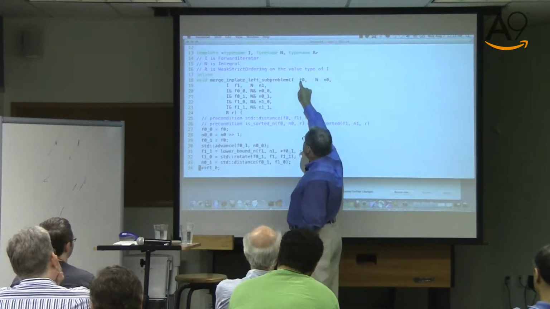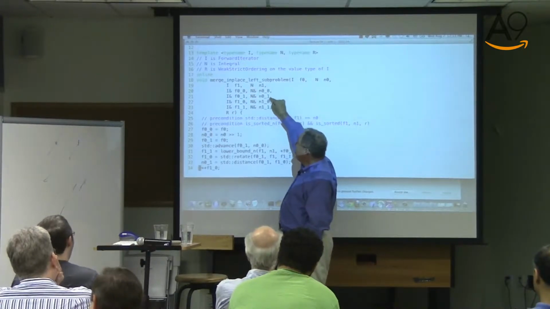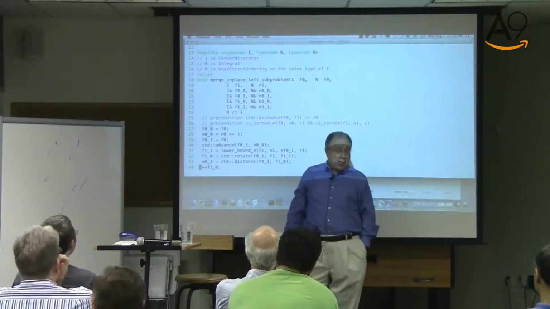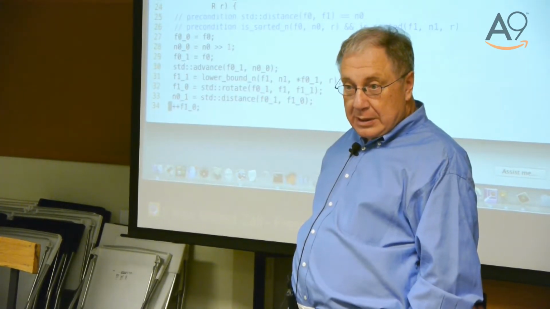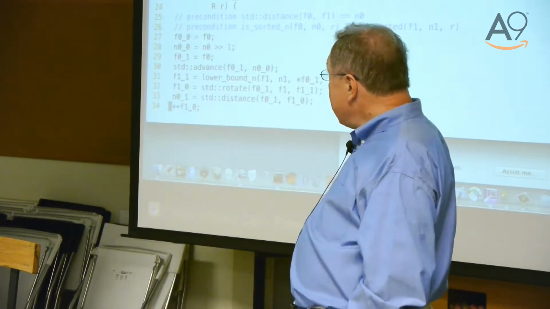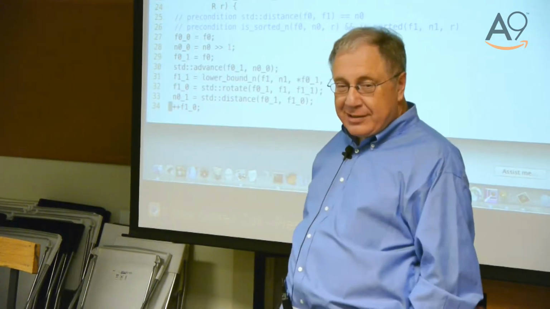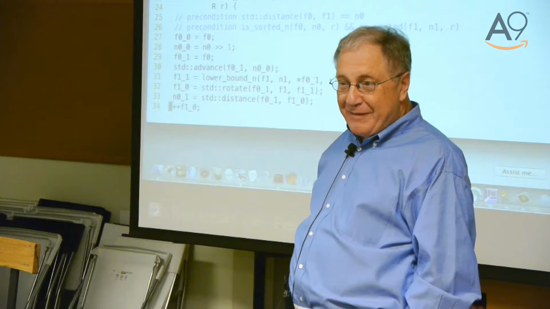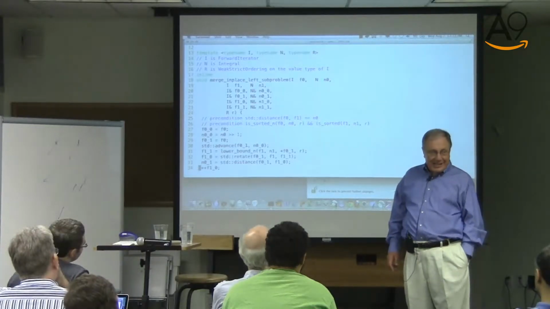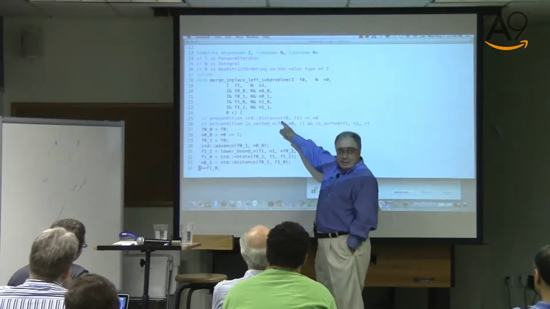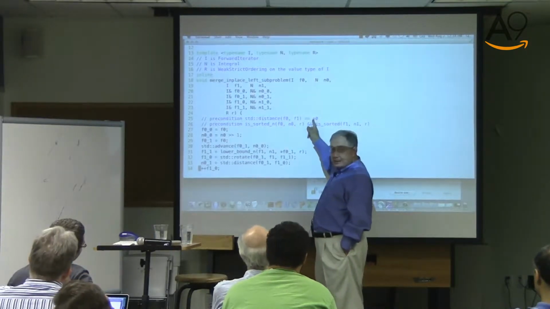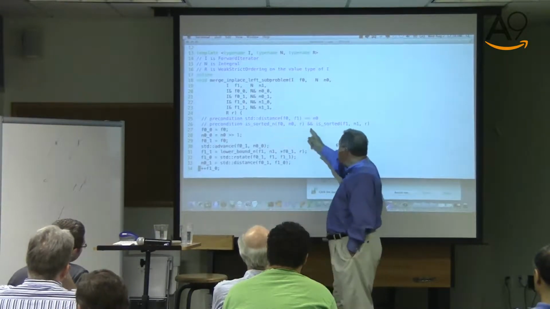I have two ranges given as input, passed by value, and then four ranges which I'm going to return. They're uniformly named: F 0, 0, 0, 1, 1, 0, 1, 1, and the same for n. Again, it became very clear that trying to use first wouldn't work. It has to be f. When you have indices, old mathematical one-character names are very good. So we have four ranges. Again, what are the preconditions? The distance from F1 to N0, that's the one which we found, and this is sorted and that is sorted.